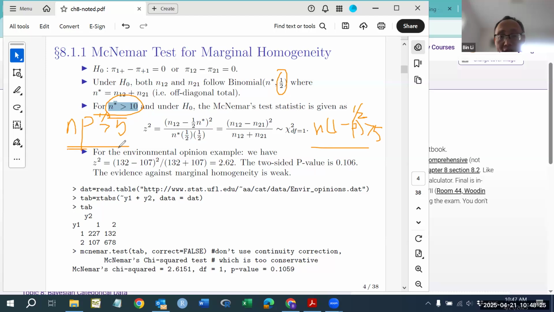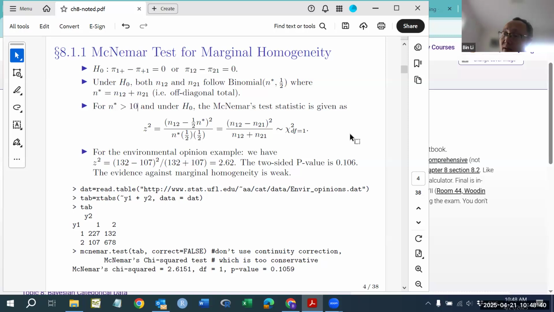Okay, and you may ask why we need np greater than 5. That is based on the central limit theorem. The central limit theorem says that if we have a large enough sample size, then the sampling mean will follow approximately a normal distribution. So if we have large enough off-diagonal totals under the null hypothesis, then we can use the McNemar test statistic, which is this one. And this is equivalent to this, and that follows a chi-square distribution.